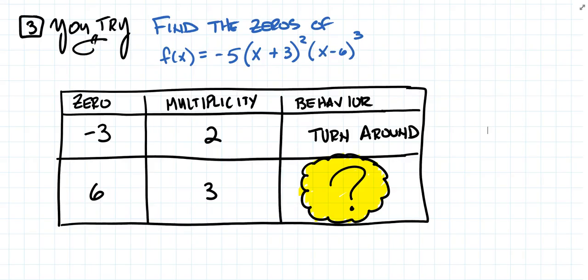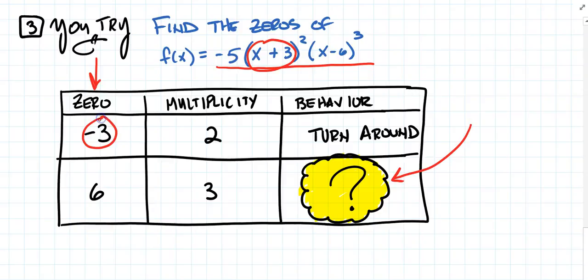Okay, here is a U-Try. It's like a partial U-Try because I filled in some of the information, and you're going to fill in where this little arrow is. Let me explain the setup. I have a function: negative 5 times x plus 3 squared times x minus 6 to the third. I have listed the two zeros for you in this column. From this factor, I can see that negative 3 is a zero, because if I plug negative 3 back in, I would get a 0 out. And because the multiplicity is 2, as I can see up here in the exponent, because it's even, it's definitely going to turn around.